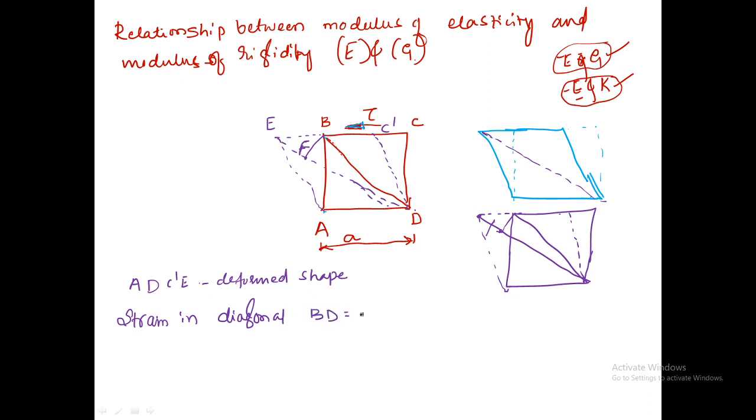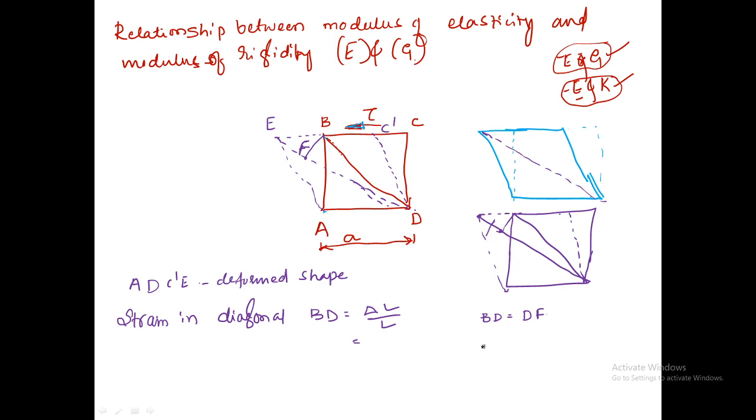Now how will we get the strain in diagonal BD? Strain is the change in length to the original length, right? Yes or no? Yes, sir. Okay. Now what is the original length here? It's the BD, the original length. So let us consider the angle of deflection is very small. Then we can consider the length BD equal to DF. BD equal to DF. Okay.